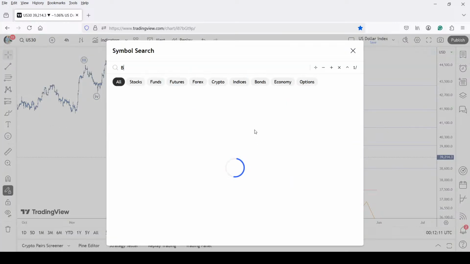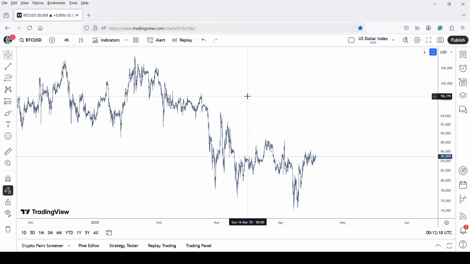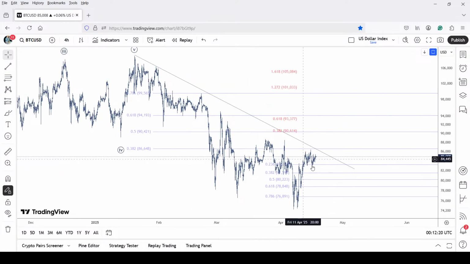If we look at the Bitcoin 4-hour chart, it is absolutely flat. Could be producing a wave B triangle before the final push through the 90,000 or 93,000 mark, and price reversing lower thereafter.